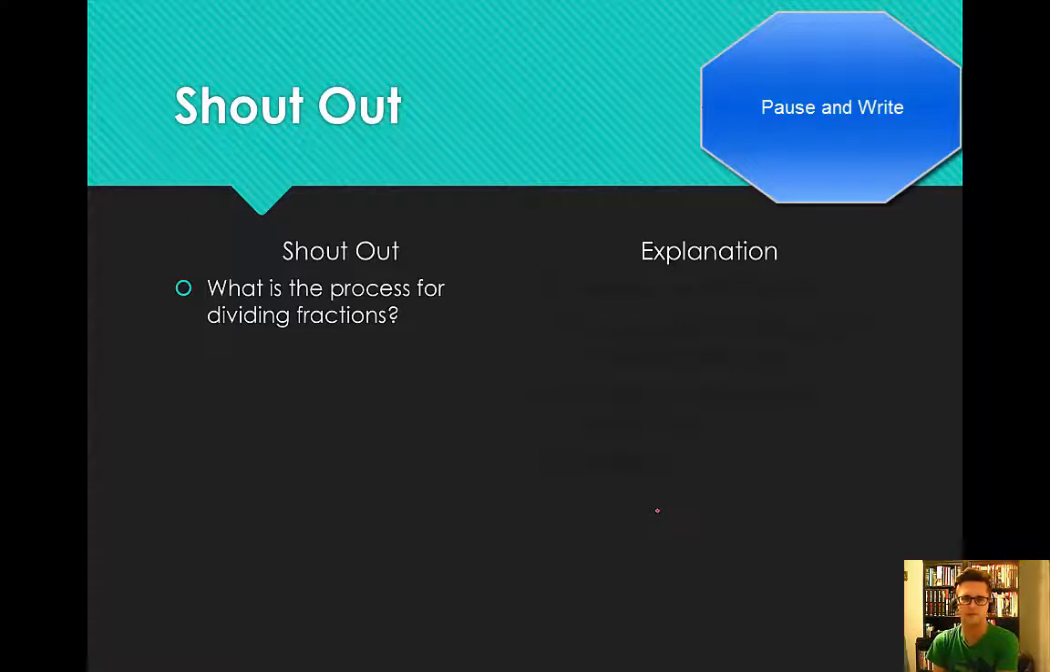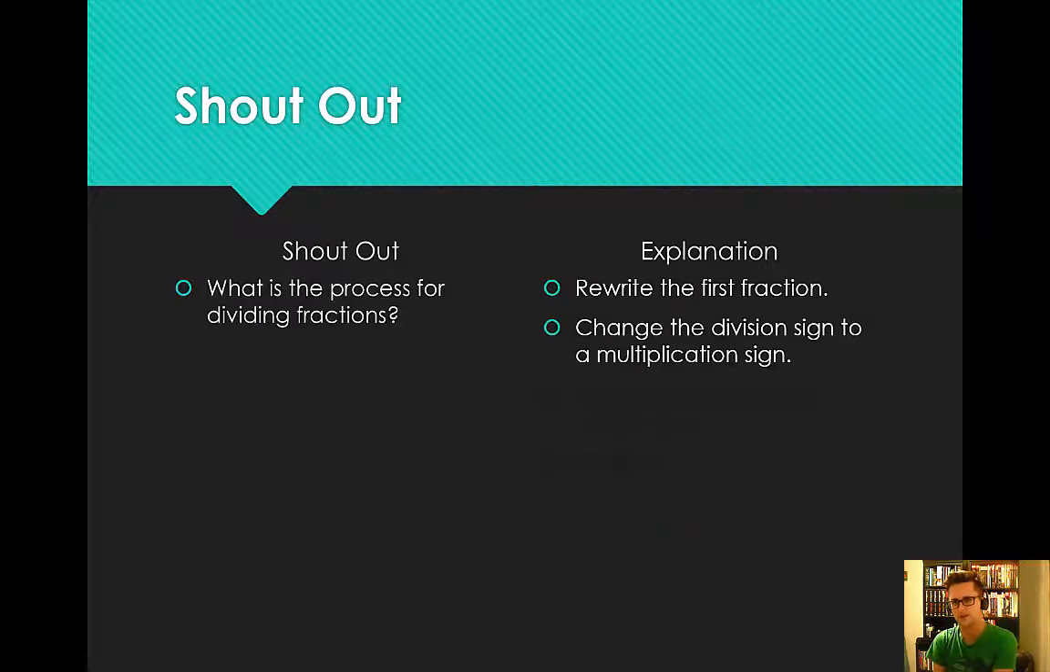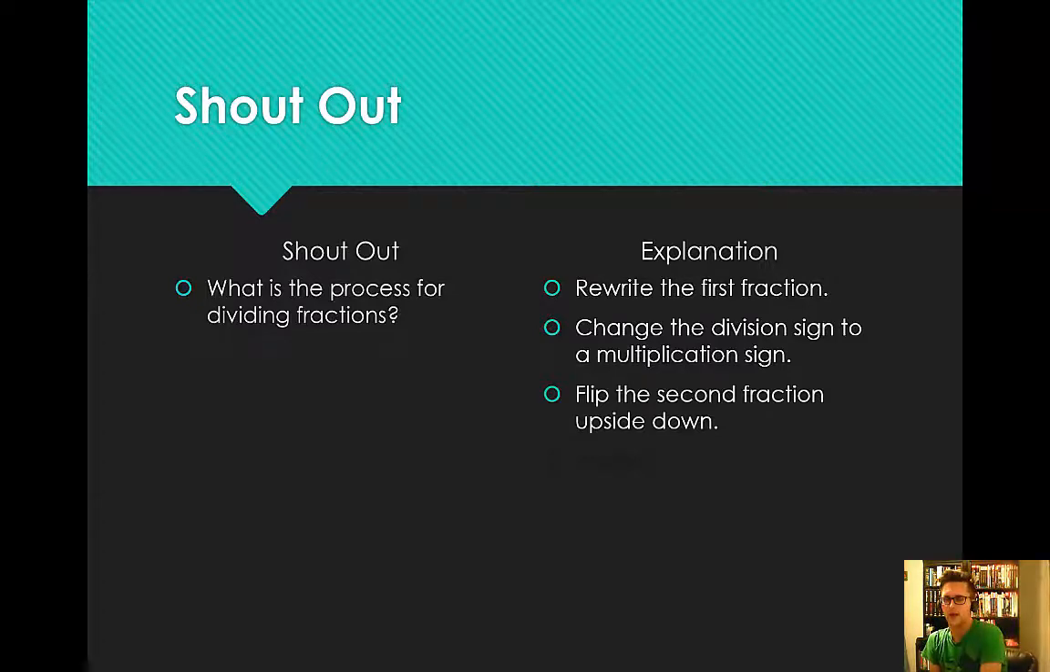Now your first shout out. What is the process for dividing fractions? First, rewrite the first fraction, change the division sign to a multiplication sign, flip the second fraction upside down, or find the reciprocal, and then multiply.